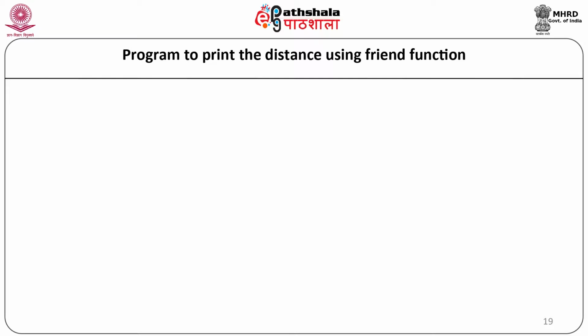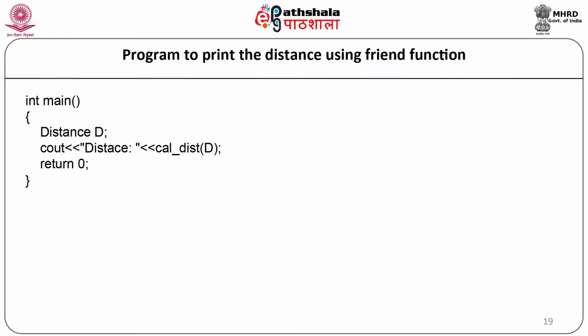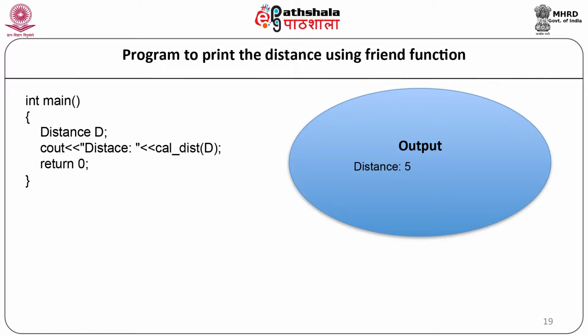Now we will start with our main program, integer main. Here we will declare the object of class Distance as Distance d, cout "Distance:", and we are going to make a call to a function calDist, inside the brackets the object d will be passed as an argument, return 0. Our main program will end. When the above code is compiled and executed, it will produce the result as Distance: 5.